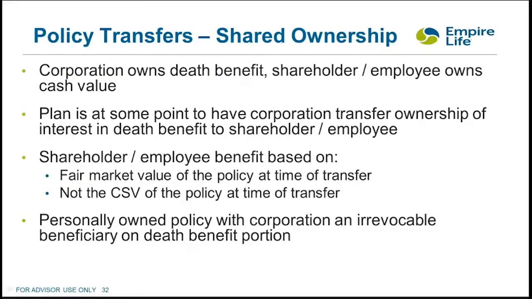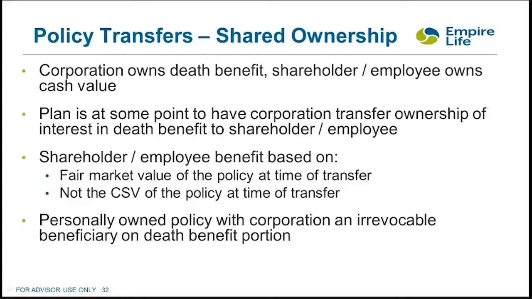Personally owned policies with the corporation as an irrevocable beneficiary on a portion of the death benefit; at one point the corporation allows the beneficiary designation to be revoked. So what we're trying to do here is transfer rights under the policies without changing the ownership. This type of setup may be done to avoid fair market value taxable benefit implications that arise in a shared ownership arrangement where the fair market value exceeds cash surrender value.